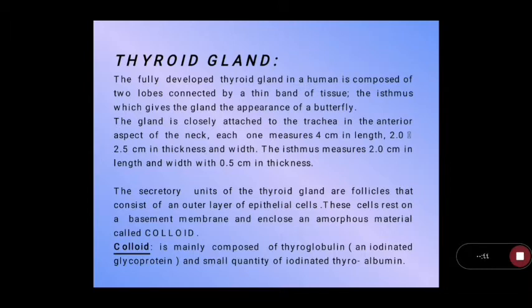The gland is closely attached to the trachea in the anterior aspect of the neck. Each lobe measures 4 cm in length, 2 to 2.5 cm in thickness and width. The isthmus measures 2 cm in length and width with 0.5 cm in thickness.